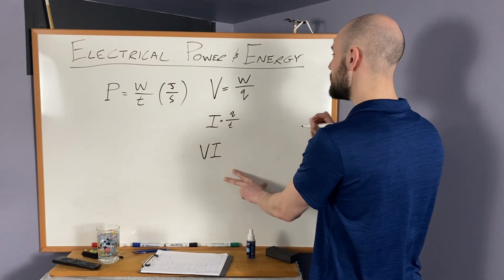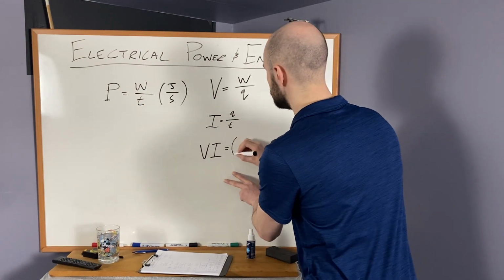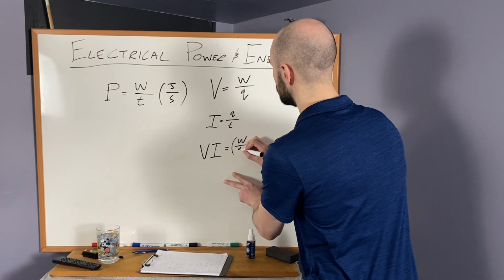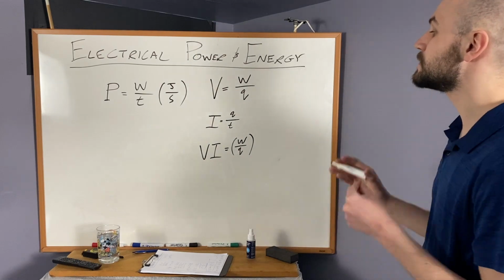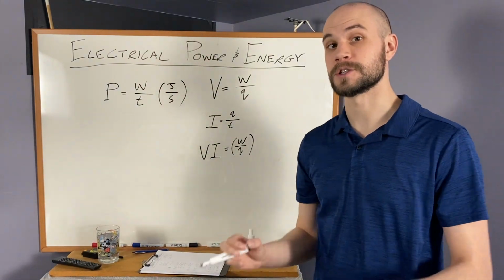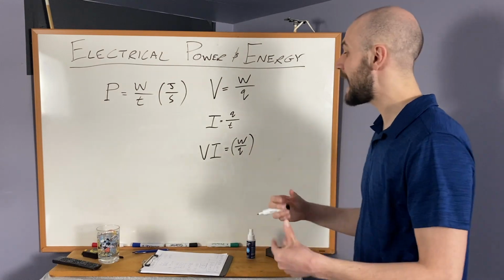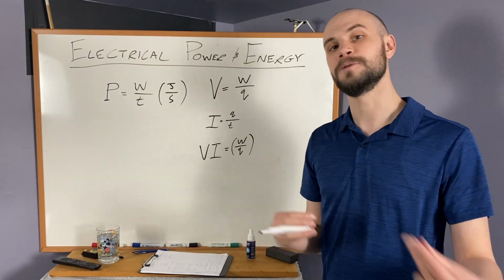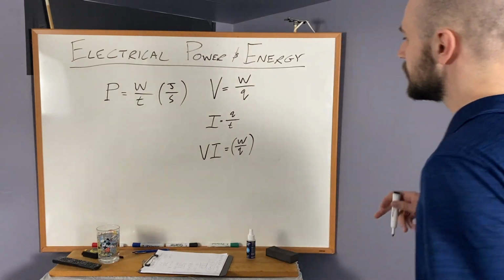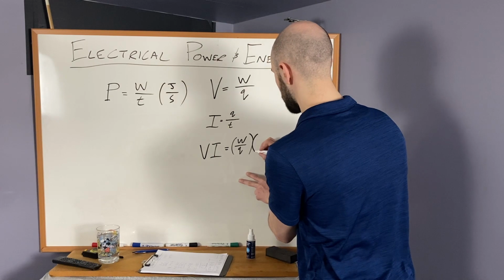Voltage multiplied by current is equal to, well, voltage is work per unit charge. Here we're deriving a way to calculate electrical power in a circuit. So we're using the definitions we know for voltage and current, and the definition we know for power, putting all those things together to arrive at an equation that we're going to be using in some future problems. Voltage is work per charge.